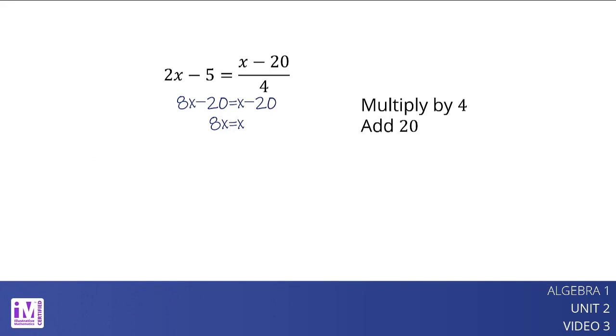Here is one way to solve the equation once we get to 8x equals x. Subtract x from each side to get 7x equals 0. Then divide each side by 7 to get x equals 0.